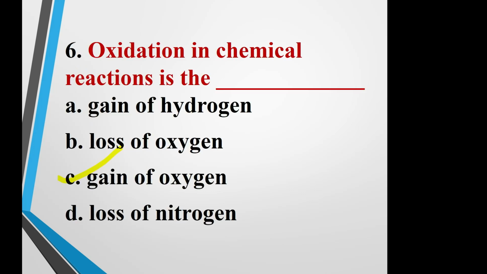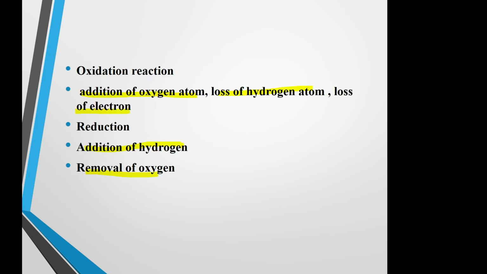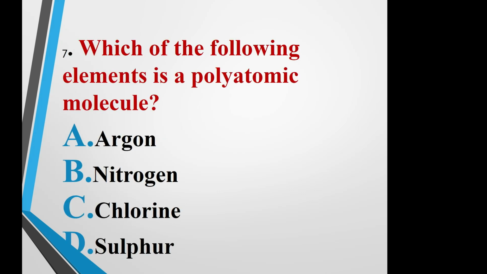So in the previous question, what is happening in oxidation? There will be gaining of oxygen, loss of hydrogen and loss of electrons, and in reduction there will be addition of hydrogen and removal of oxygen.